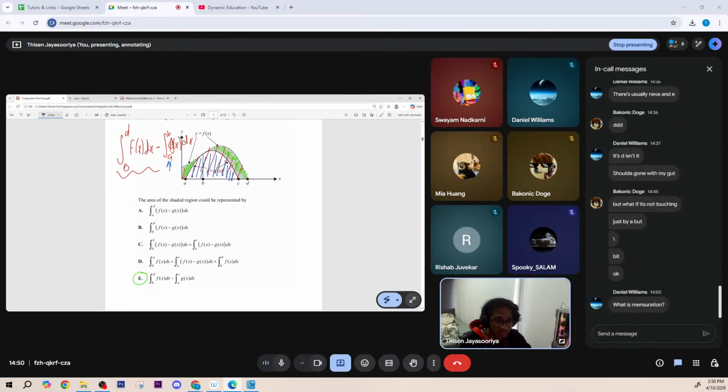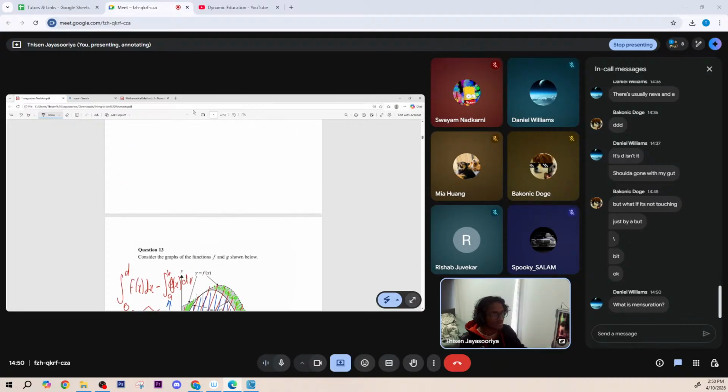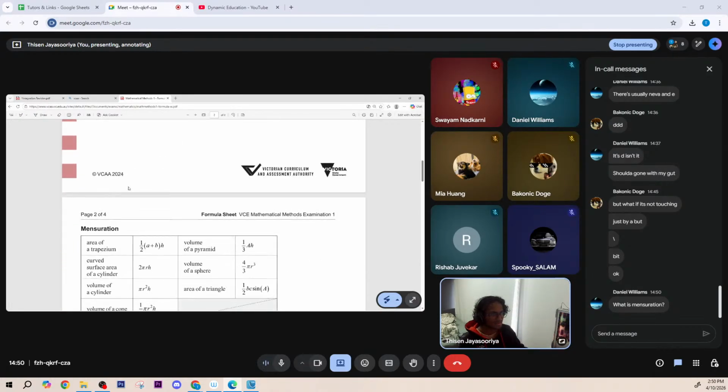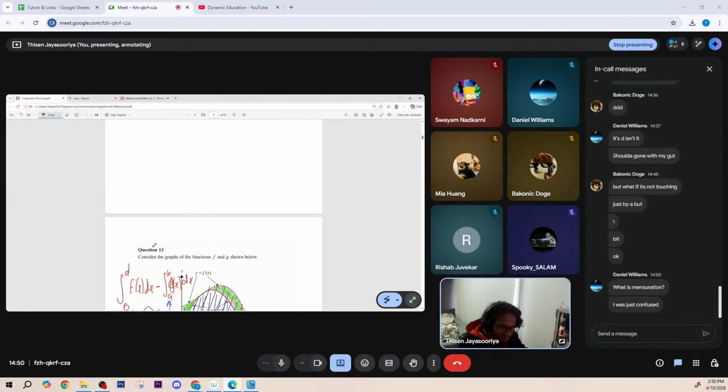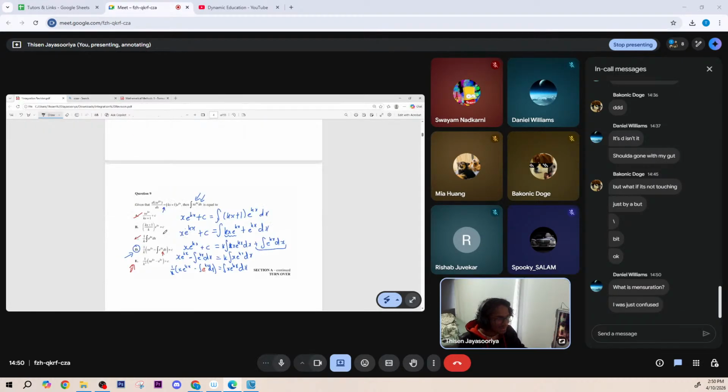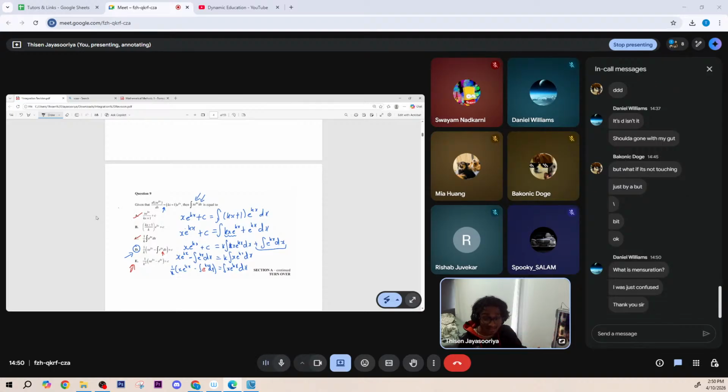So we want to find the green area. What is mensuration? Isn't it just the formula measurement section? That's what it's called. It's just the formulas for different shapes and different areas. I was just confused.